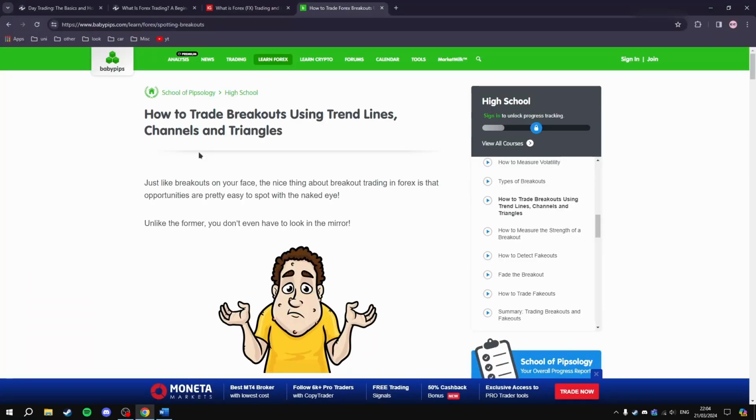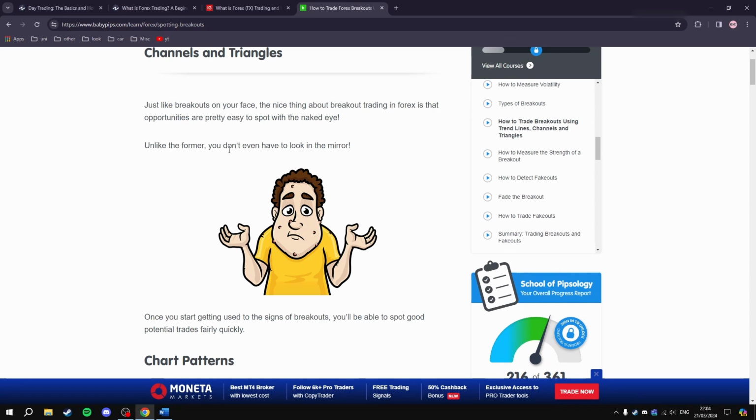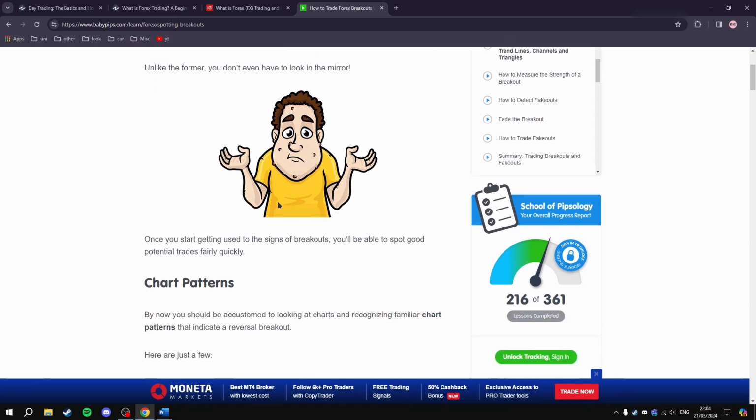Just like breakouts on your face, the nice thing about breakout trading in Forex is that opportunities are pretty easy to spot with the naked eye. Unlike the former, you don't even have to look in the mirror. Once you start getting used to the signs of breakouts, you'll be able to spot good potential trades fairly quickly.